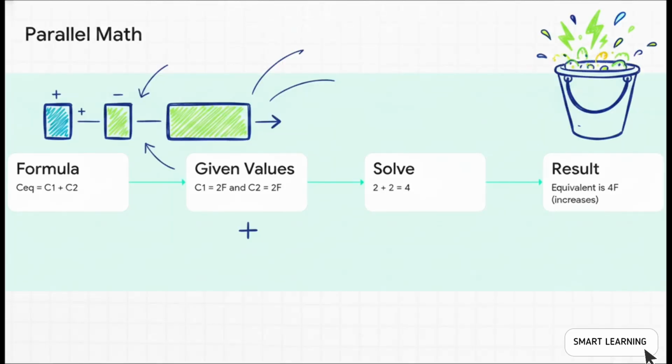On the flip side, parallel math is an absolute breeze. The formula is just straightforward addition. C equivalent equals C1 plus C2. So if we take those same two 2-farad capacitors and wire them in parallel, we just do 2 plus 2. By doing this, we're effectively combining their plate areas, creating a massive 4-farad energy bucket. The total capacitance goes right up.